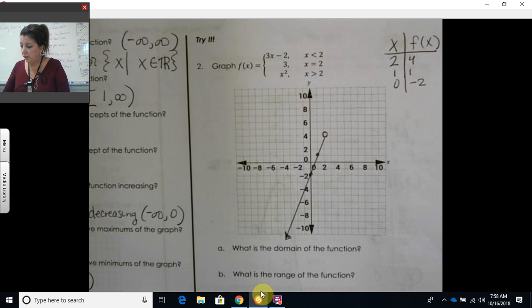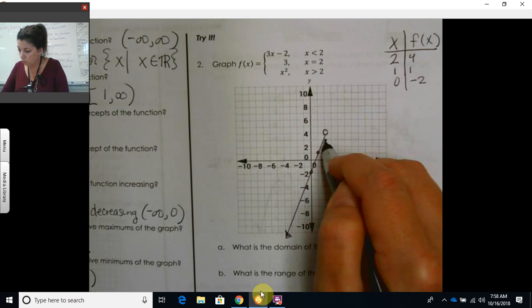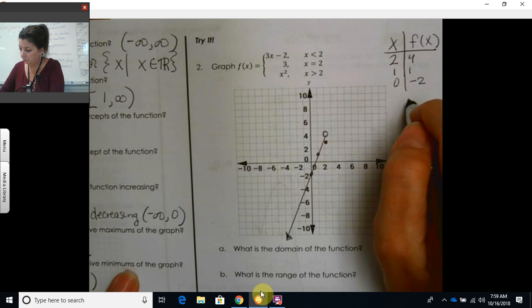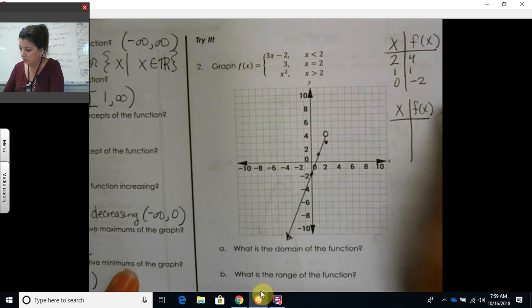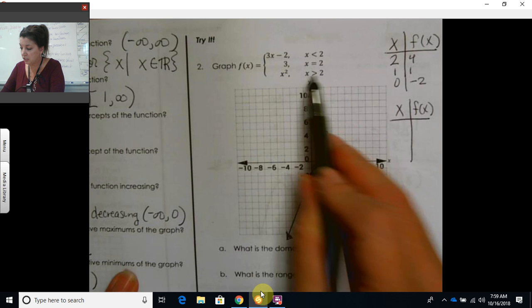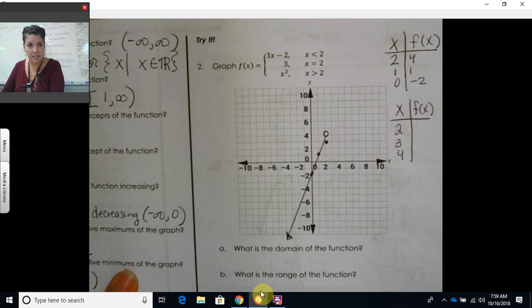When x is 2, y is 3. When x is 2, y is 3. And that will just have one closed circle because x equals 2. It includes 2. And then for my quadratic function, that's for values of x that are greater than 2. So I'm still going to include 2 because it's a starting point. It's a quadratic. I'll do 2, 3, and 4 and see what I have.